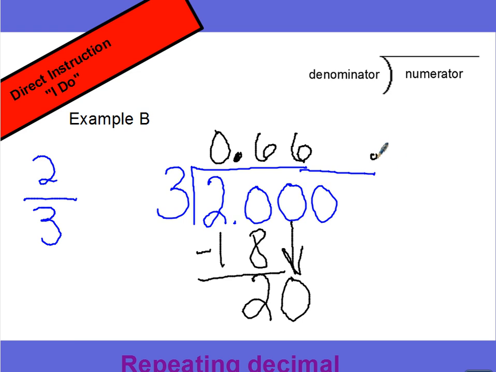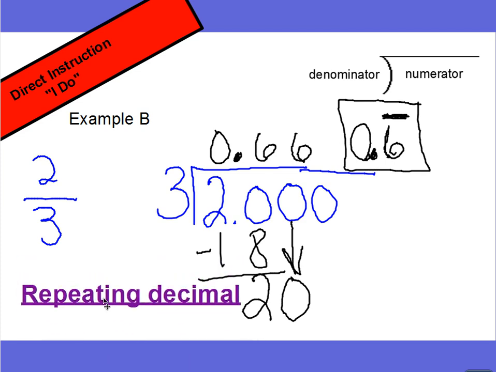So we would write this problem as 0, but my 6, the 6 repeats. So I put a bar over it because that's the repeating part and box my answer. This is called a repeating decimal. Yay! Get example B in your notes.